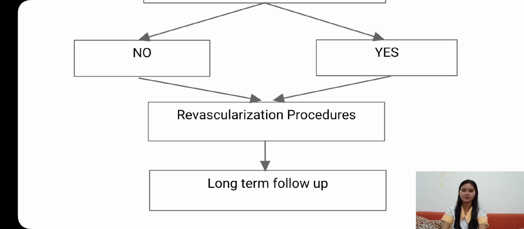So for revascularization procedures, for the patient whose tests show significant blockage or worsening disease, revascularization procedures are considered. This includes the percutaneous coronary intervention, or PCI, also known as angioplasty, where a stent is inserted to keep the artery open. So the next one is the coronary artery bypass grafting, or CABG.